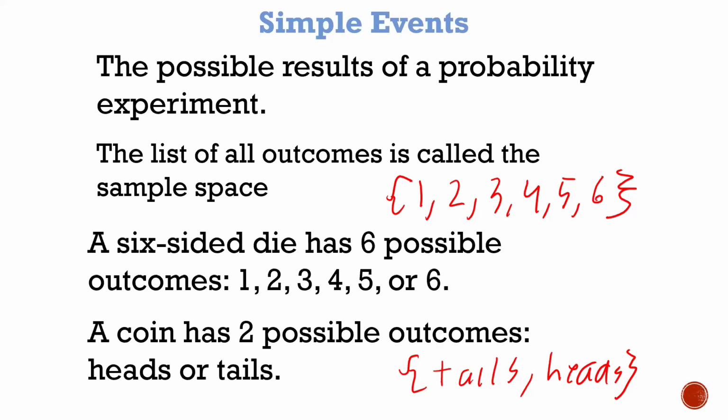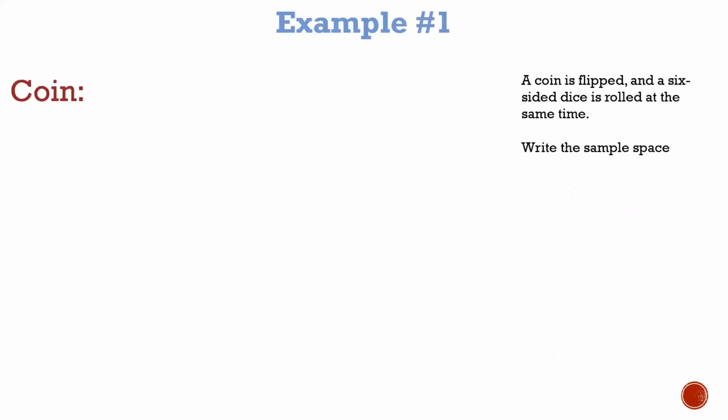Just stop me anytime that I say something you don't follow, because a lot of this is just pulling definitions out. Not the most exciting. So here's a more interesting experiment, or still not, but it's pretty simple. There's more than one thing going on here. I'm flipping a coin and rolling a dice at the same time. So how many different possible outcomes are there?